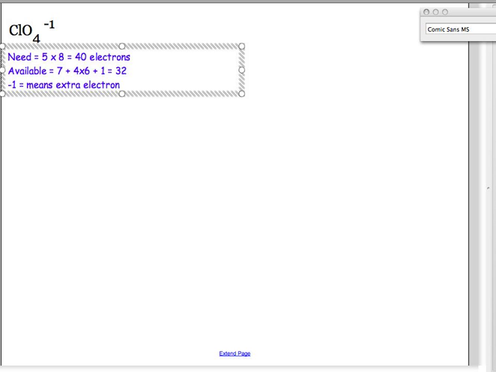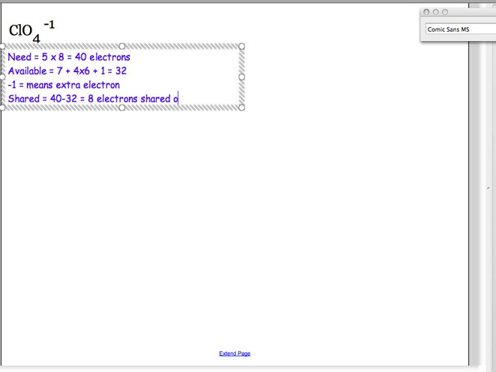And then we do our shared, and that is our 40 minus our 32, and that will give us 8 electrons shared, or 4 bonds. So when we draw this, we have to have 4 bonds between them, and we're going to have to make sure that we use all 32 of our available.